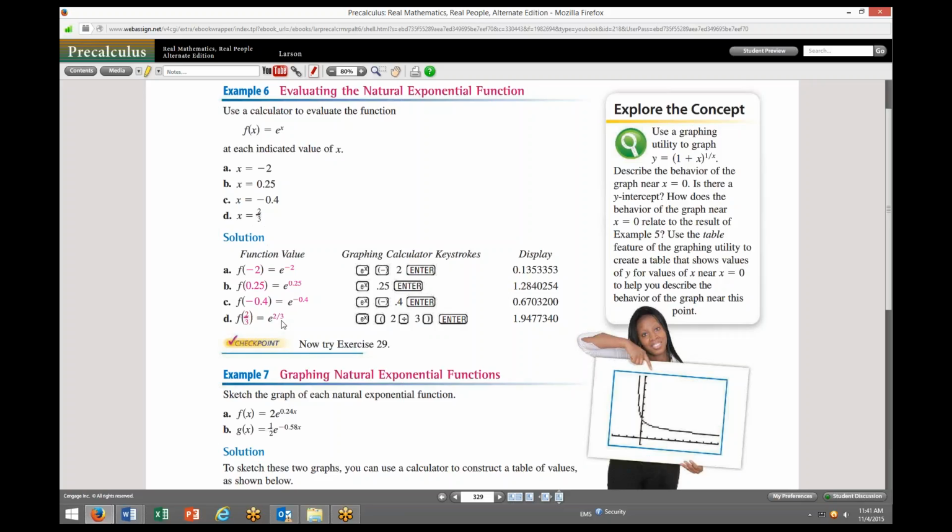And E to the 2/3, since 2/3 is less than 1, it's going to be less than E. E to the first is E. E to the 2/3 is 2/3 less than 1, so E to the 2/3 is going to be less than E, and sure enough, it's 1.947 something something.